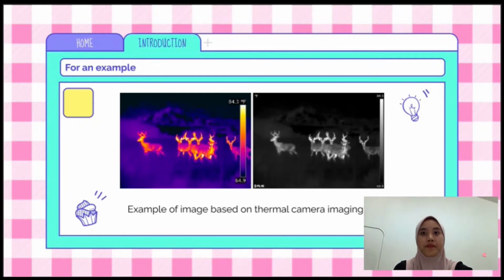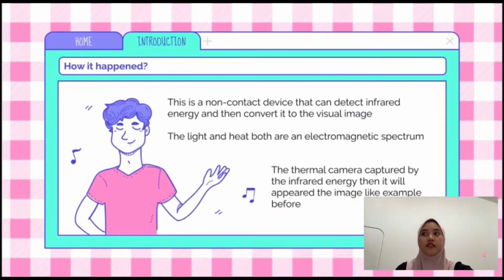Infrared is a non-contact device that can detect infrared energy, and it also converts the infrared energy to a visual image. The light and heat that combine to make infrared are both part of the electromagnetic spectrum, and the thermal camera will capture the infrared energy, then the image will appear like the example before.